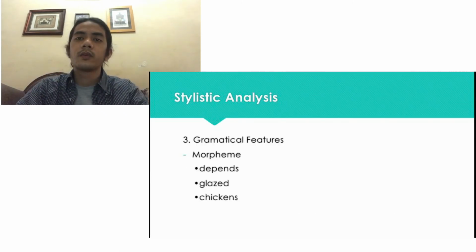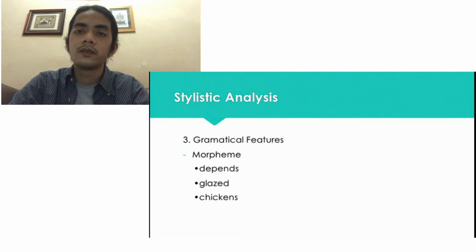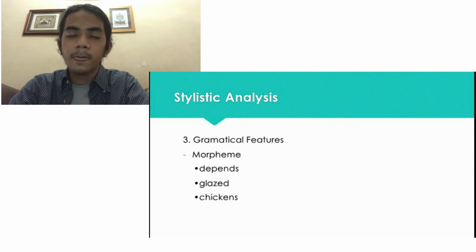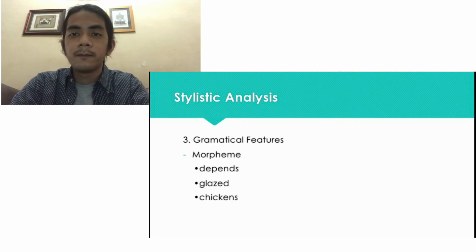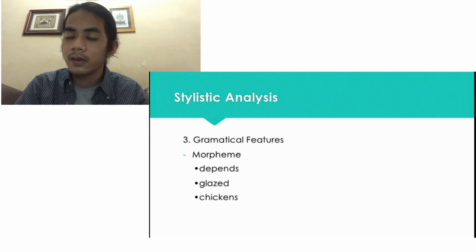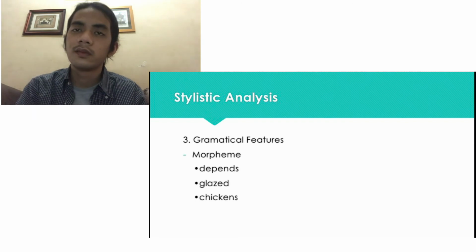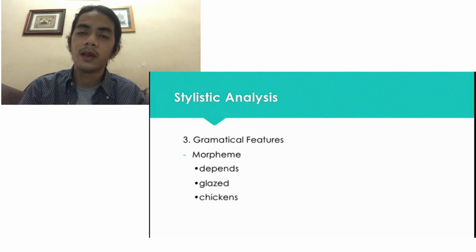Okay, now we talk about the third stylistic analysis. It is the grammatical feature of this poem. Okay, so there is a morpheme, there is "depends", and it's on the first line, and there is "glazed", and this is on the third line, and there is "chicken" on the fourth line.